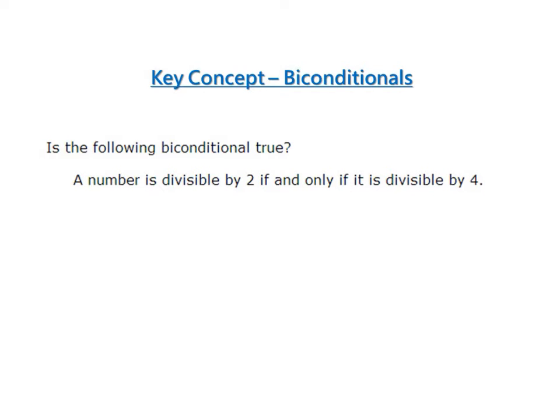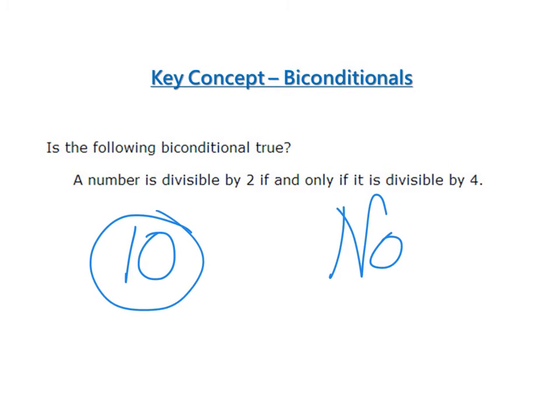Here's our first question. Is the following biconditional true? A number is divisible by 2 if and only if it is divisible by 4. Now we see the words if and only if, but I know that 10 is divisible by 2, but it is not divisible by 4. So is it true? No, it's not. If you can find something that makes it not true, then the biconditional is not true.